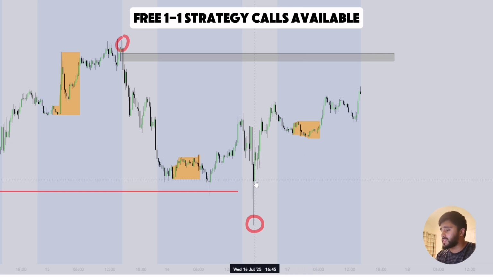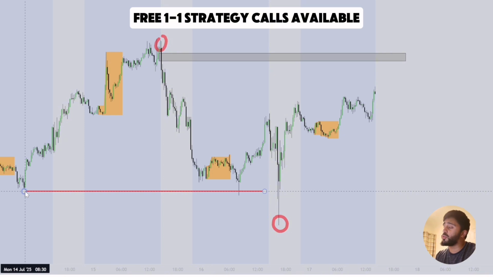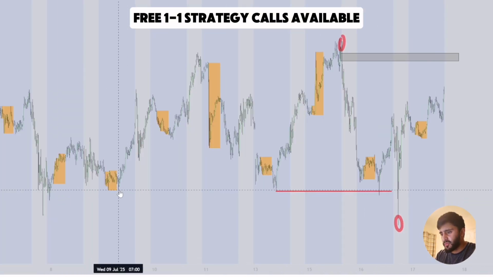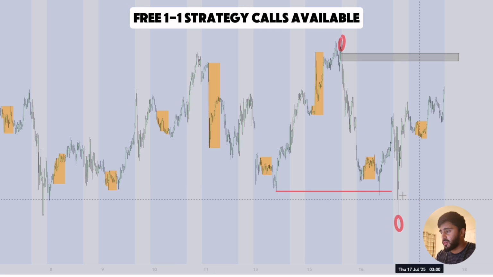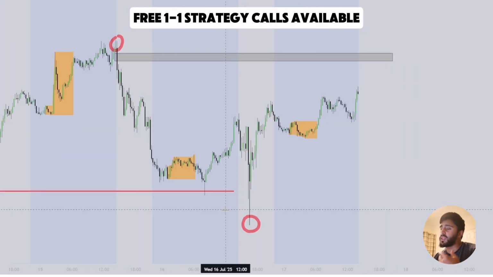Now, this is a Wednesday, and the way that I identify that is by seeing Monday or the previous week's low being swept. Well, we had the previous week low being swept over here on Wednesday. So usually this happens on either a Tuesday or Wednesday. Recently it's been happening on a Wednesday.